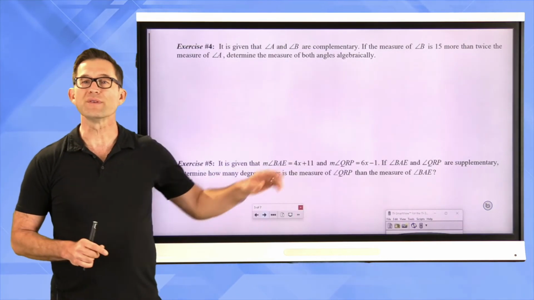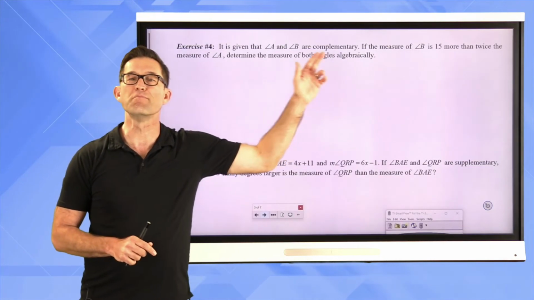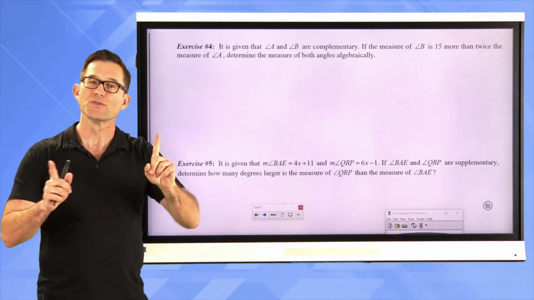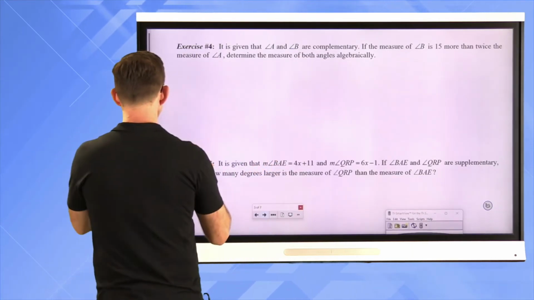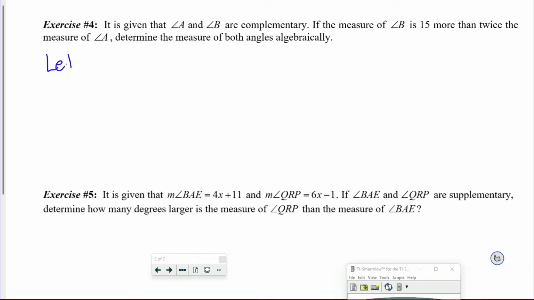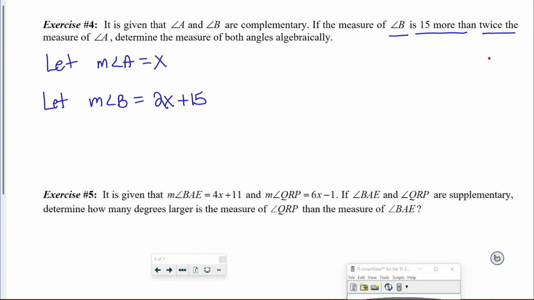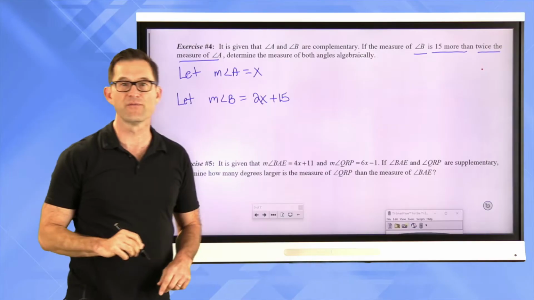All right, well notice the measure of B is based on the measure of A. So in that case, what we often will do is something like this. Let the measure of angle A be equal to x. So then I'm going to let the measure of angle B be equal to twice x plus 15, right? B is 15 more than twice the measure of A, so 2x plus 15.